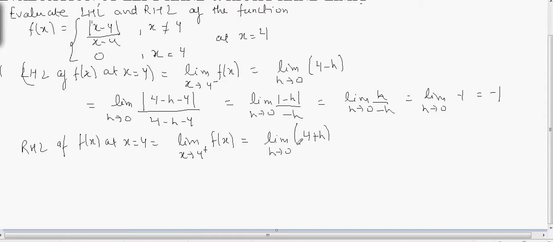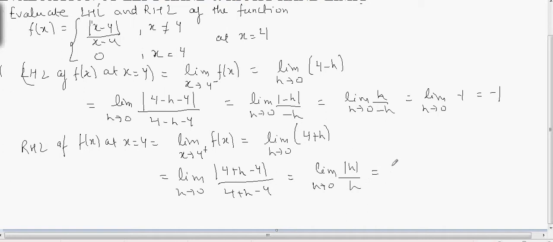Replacing x in the quotient by 4 plus h, we will get limit h tends to 0 of mod of 4 plus h minus 4 divided by 4 plus h minus 4, in which 4 will be cancelled out by 4. Here also 4 will be cancelled out by 4. So we will get limit h tends to 0 of mod of h by h, which will be equal to limit h tends to 0 of h by h, which will be equal to limit h tends to 0 of 1, which will be equal to 1.